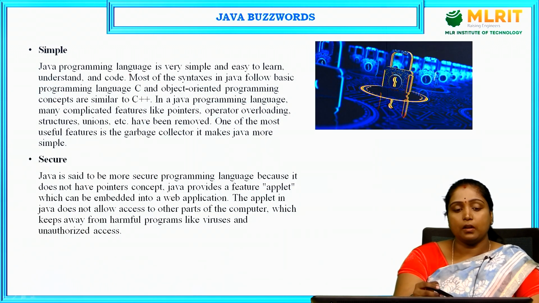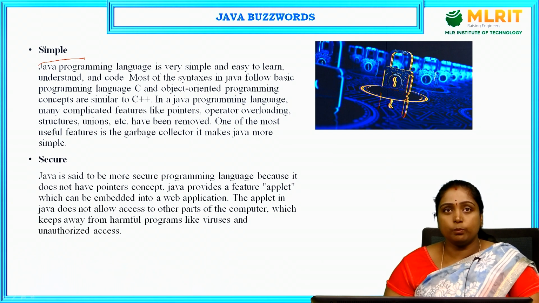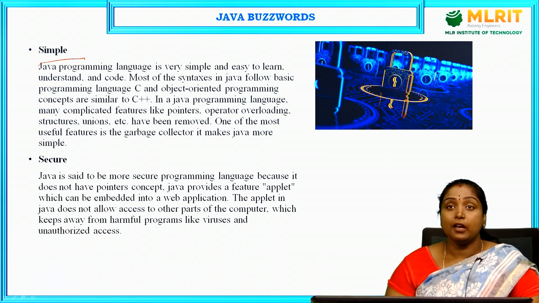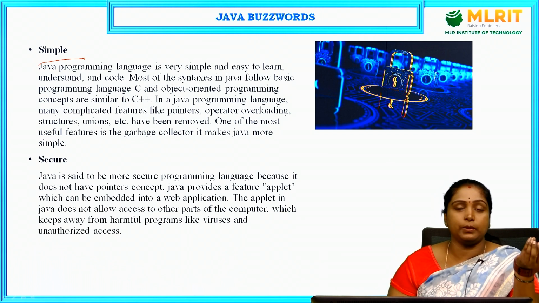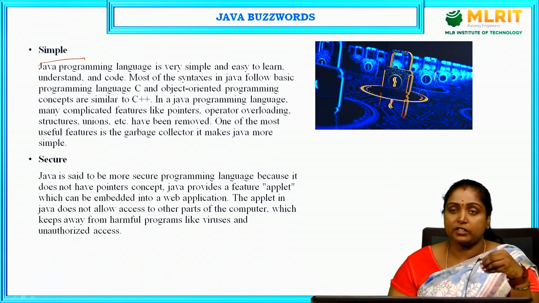Coming to simple, you can say Java is a simple programming language. Why is it simple? It is based on C and C++. C and C++ are structured programming languages, and C++ is structured as well as semi-object-oriented, whereas Java is a completely object-oriented programming language. We design Java programs based on real-life objects.